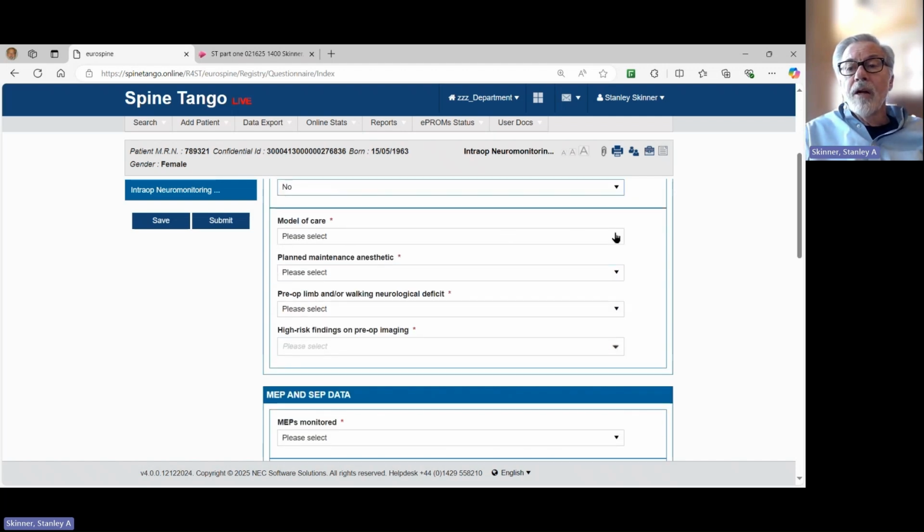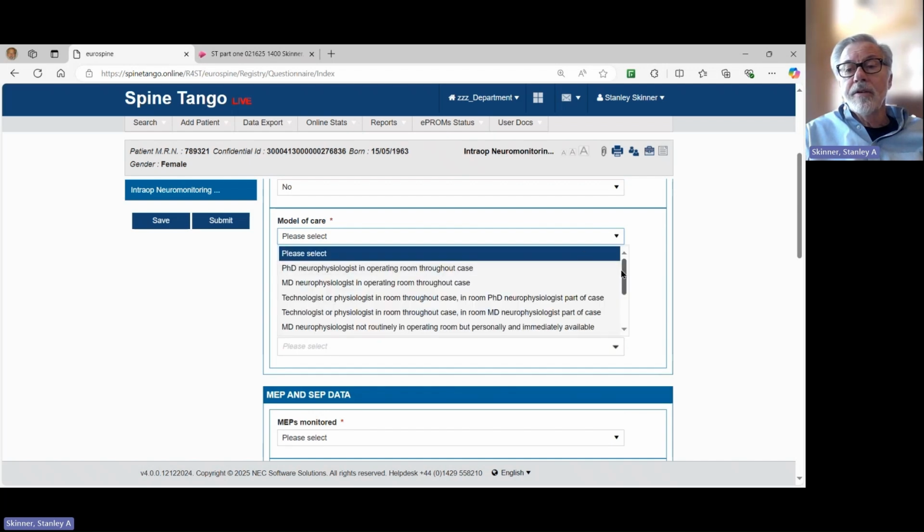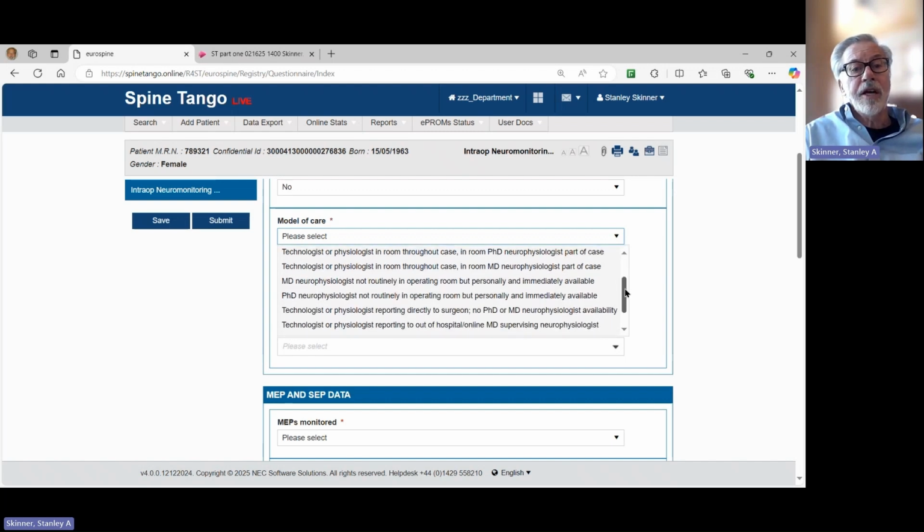Model of care. The model of care is a long drop-down list that basically includes a PhD or MD doing everything in the case, is in the room the entire time, and basically does the monitoring. The next selections have to do with a technologist or physiologist in the room, but also with an in-room PhD or MD neurophysiologist who may be in and out of the room. The next selections have to do with the technologist running the case, but the MD or PhD is around the hospital and immediately available for questions.